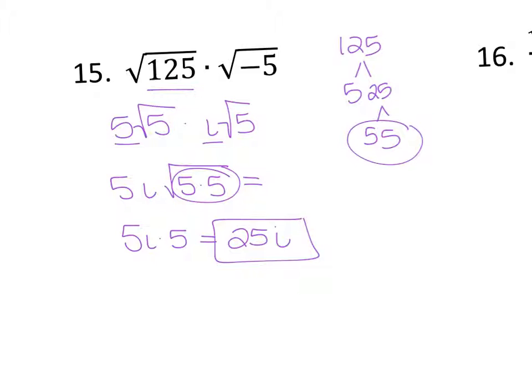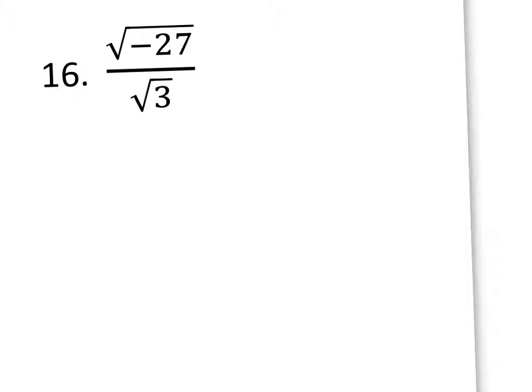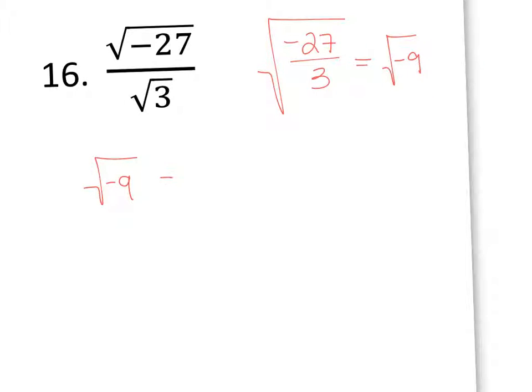All right, well, what about number 16? Number 16, as I said before, we can completely combine everything under one big radical, which is negative 27 divided by 3. That actually reduces to negative 9. So square root of negative 9 equals i square root of 9. Well, square root of 9 is a perfect square, right? Factors of 9 are 3 and 3. So it ends up being 3i.